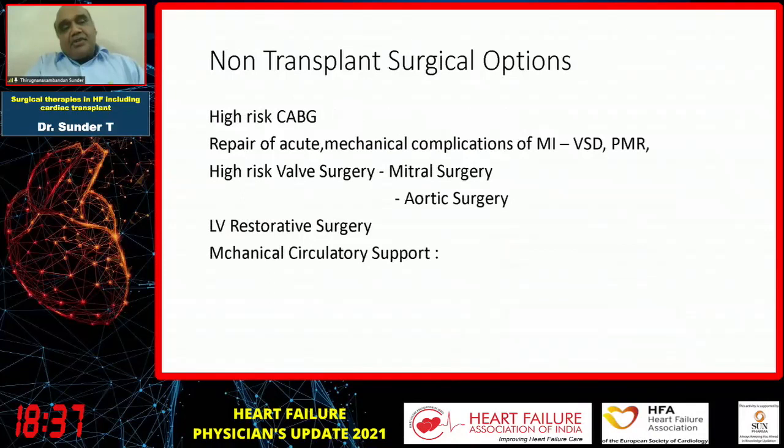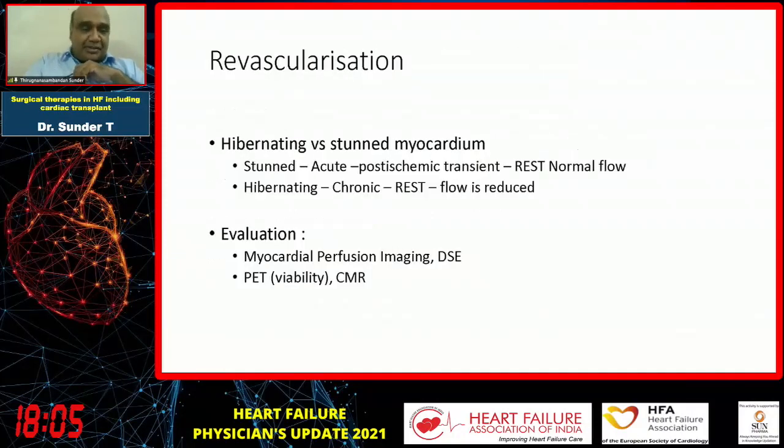So the non-transplant options are all going to be high risk because the patient has heart failure. It could be revascularization such as CABG, or treatment of a mechanical complication of MI, such as ventricular septal rupture, a papillary muscle rupture causing acute MR, or a free wall rupture causing tamponade. Similarly, mitral and aortic disease causing heart failure can be fixed by mitral and aortic surgery, LV restorative surgery for LV aneurysm, and mechanical circulatory support.